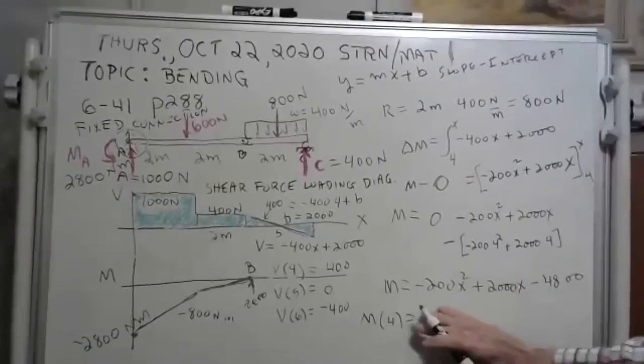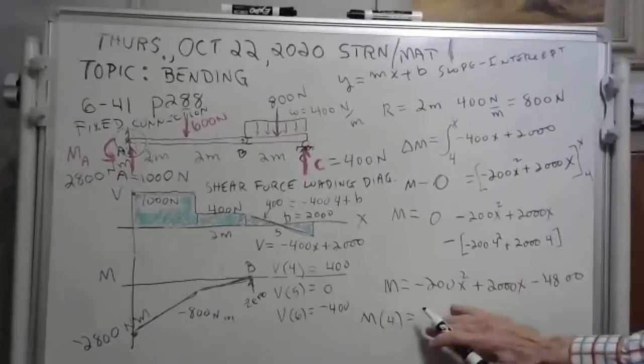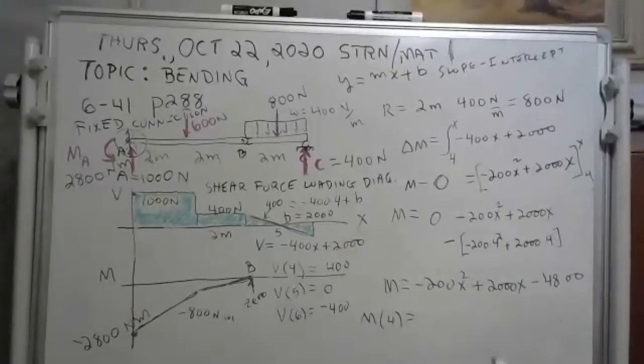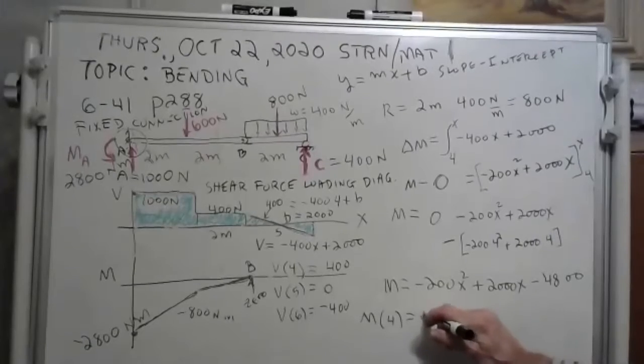Okay, now we're going to try it. Plug in 4 meters in here and let's see what we get. Good going, Samuel. It's nice to have students that are smarter than the instructor. Hey, I'm getting 0. That's good.